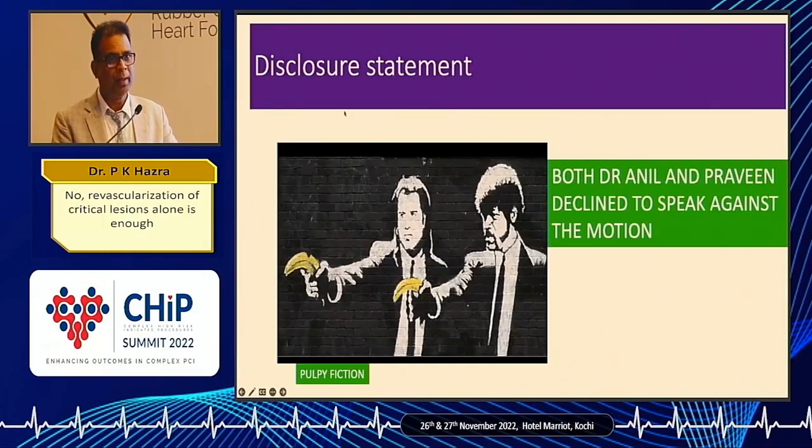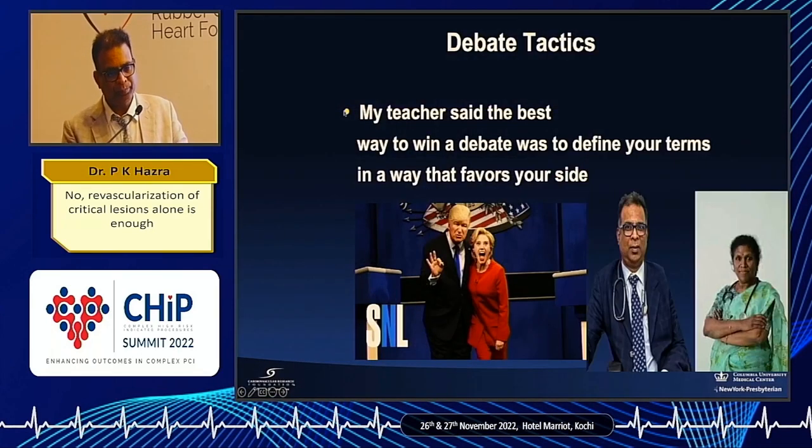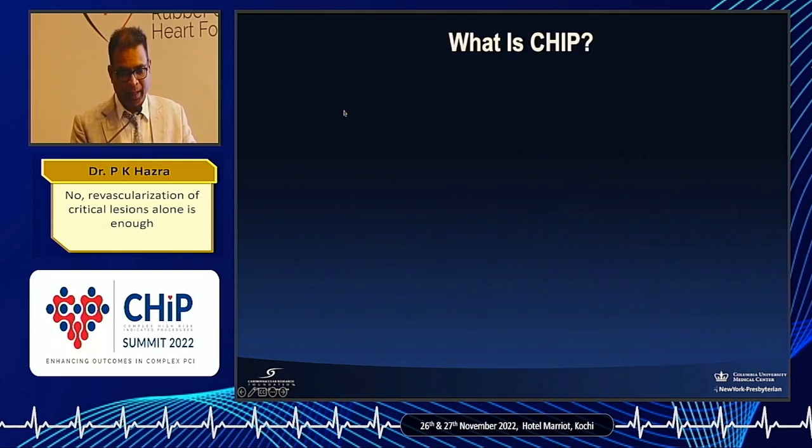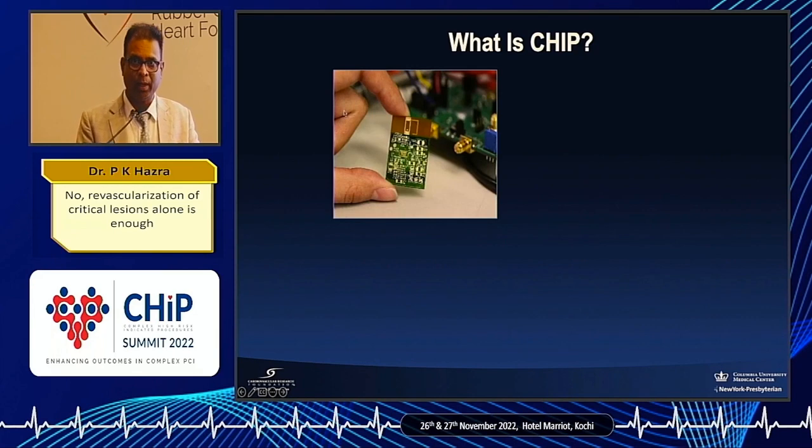My first disclosure: both Anil and my friend, many friends, Dr. Praveen, declined to speak against the motion, that is, incomplete revascularization or culprit revascularization. Those who have watched the movie Pulp Fiction know what that means. The best tactic in a debate, my teacher said, is to define your terms in a way that favors your side. We are still two good friends, and I'm sure at the end of the day you'll understand what I'm going to do and what I'm going to practice in real life.